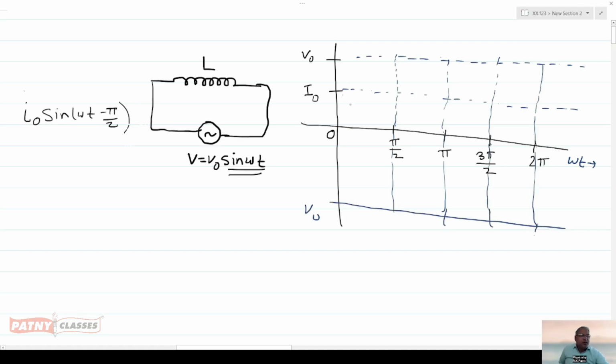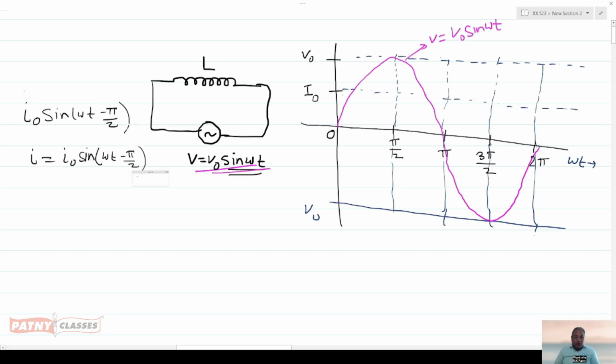First of all, let us draw the waveform diagram for V equals V naught sin omega t. This is the regular diagram as we drew in the earlier case, like this. So this is the waveform diagram for V equals V naught sin omega t. Now we need to draw the waveform diagram for current.